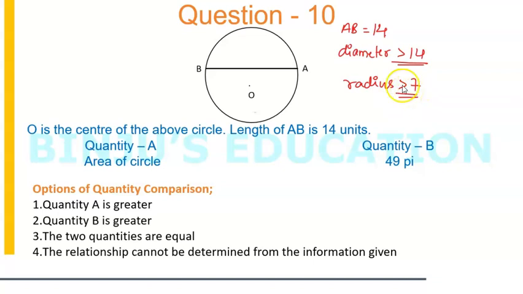And the area of a circle is pi r square, which is greater than pi times 7 square, which is greater than 49 pi. So quantity A is definitely greater than 49 pi, and quantity B is just 49 pi. Quantity A will be greater. So one is our answer. This was typically easy, right?